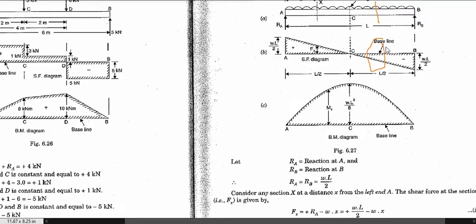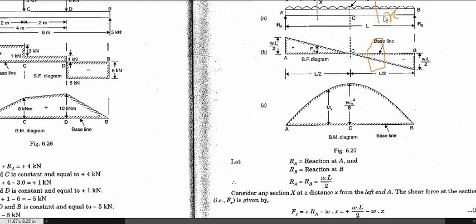So how much value is going to come over here? That is equal to W times x, since the rate of loading is W. If we multiply W with, let's suppose this is the cross section and this is the distance x, then W times x will be the shear force at that point.